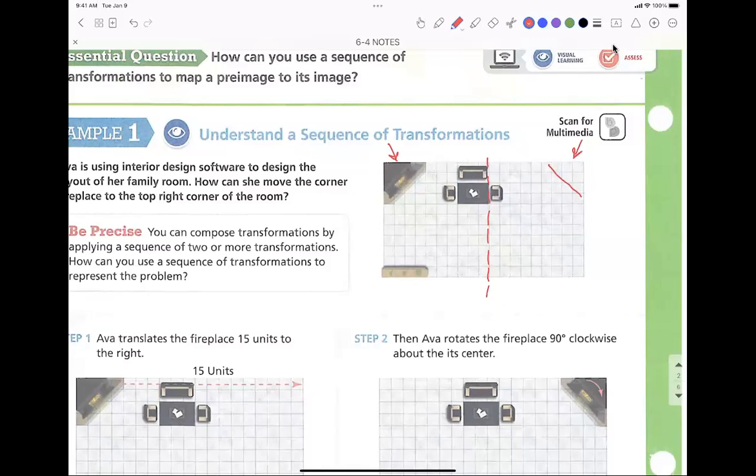So I would have to, instead of doing a reflection, which would put it upside down, which is not what I want, keep it right side up, I would have to translate it and then spin it around to where it's in the spot that I want it to be. Does that make sense?